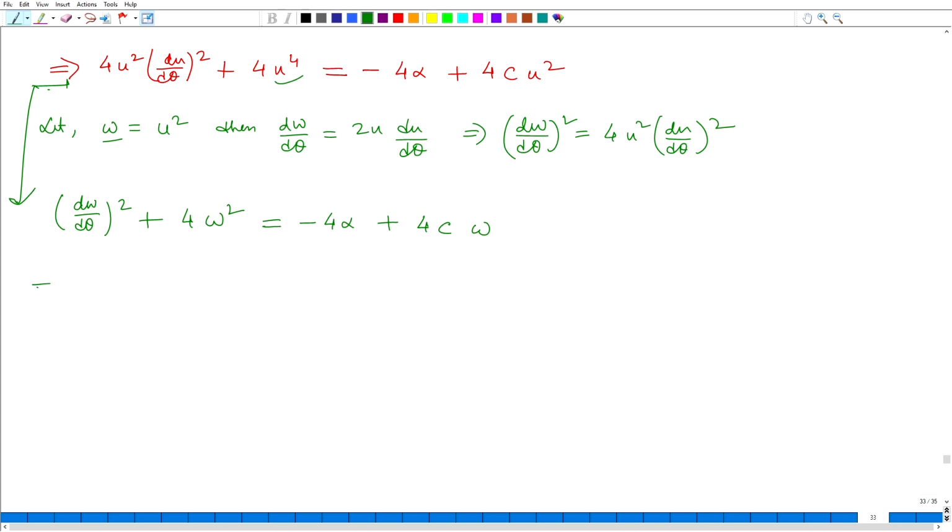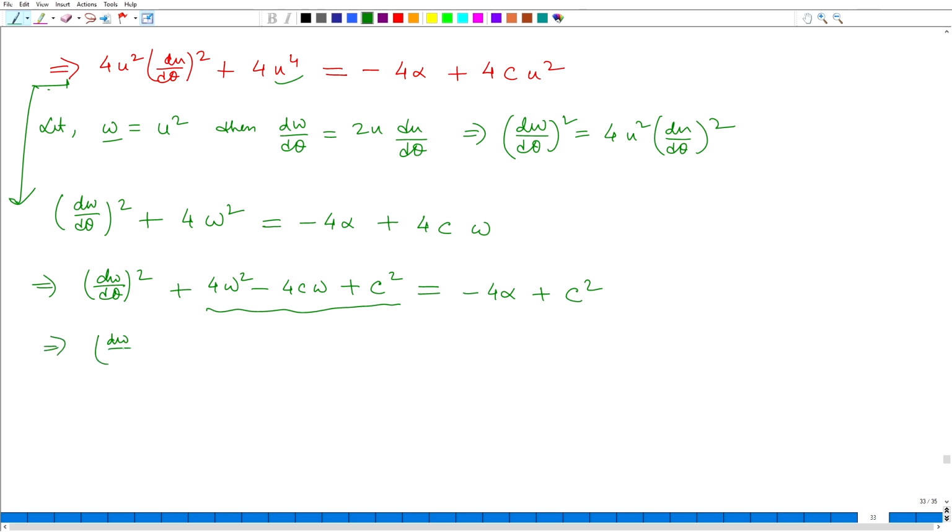And then I can also write this as (dW/dθ)² plus 4ω² minus 4Cω. Then I can add C², simply C². The objective is clear to the students, I think. We want to make a whole square out of this, and on this side I also add a C². So what does it give me? It gives me (dW/dθ)² plus (2ω minus C)² is equal to C² minus 4α.